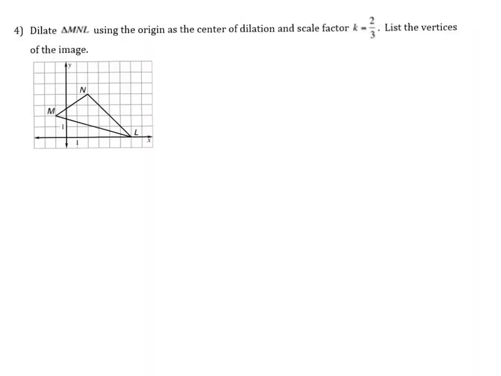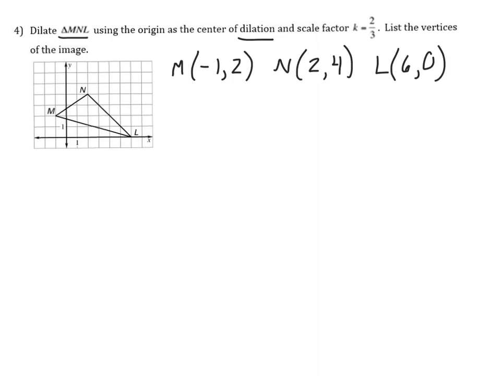Now number 4 is very similar. I'm dealing with triangle MNL, and I want to dilate it. First, let's figure out where my coordinates are. Now I'm going to do the same thing I did for the last example. So anytime I'm dealing with a dilation on the coordinate plane and it's centered at the origin, all I have to do is take my points and multiply them by my scale factor.